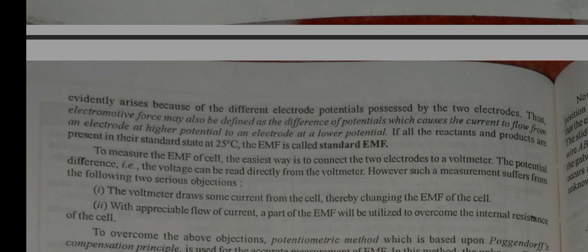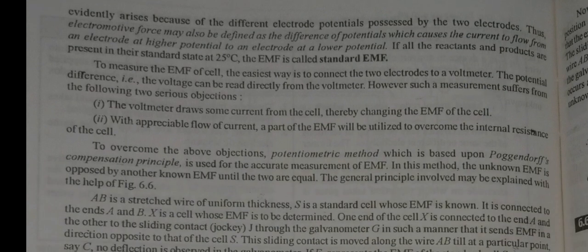The potential difference, for example the voltage, can be read directly from the voltmeter. However, such a measurement suffers from the following two serious objections. First, the voltmeter draws some current from the cell, thereby changing the EMF of the cell. Second, with appreciable flow of current, a part of the EMF will be utilized to overcome the internal resistance of the cell.